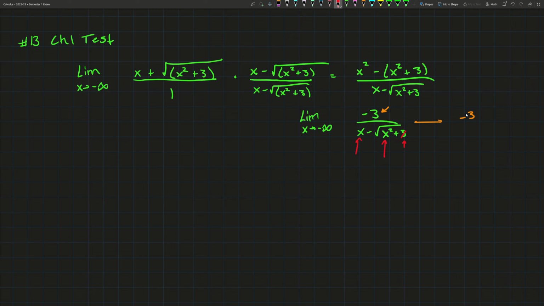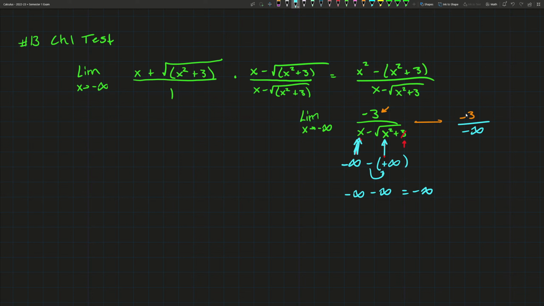What matters are these two things right here and right here. Because in terms of infinity, 3 means nothing. But this is basically -infinity minus the square root of x squared, which is a positive infinity. This negative distributes, so we have -infinity minus infinity, which is just equal to -infinity on the bottom.